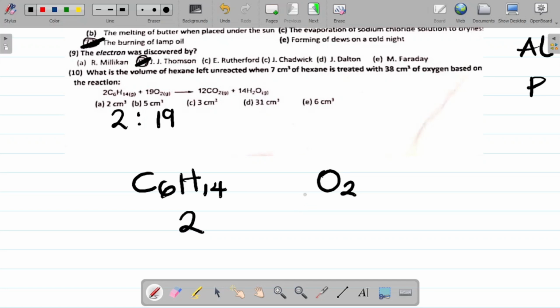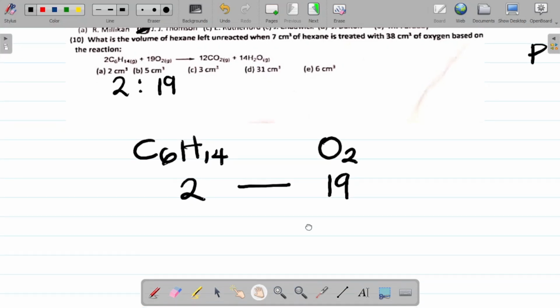All right, so moles and volume are used interchangeably. Please note that if they ask you for moles, the same concept applies. If they ask you for volume, the same concept. This one says what's the volume? I'm using volume, the same thing. If they had asked you for mole, use the same concept. So 2 of hexane will react with 19 of oxygen. I have this. All right, that's your first task.